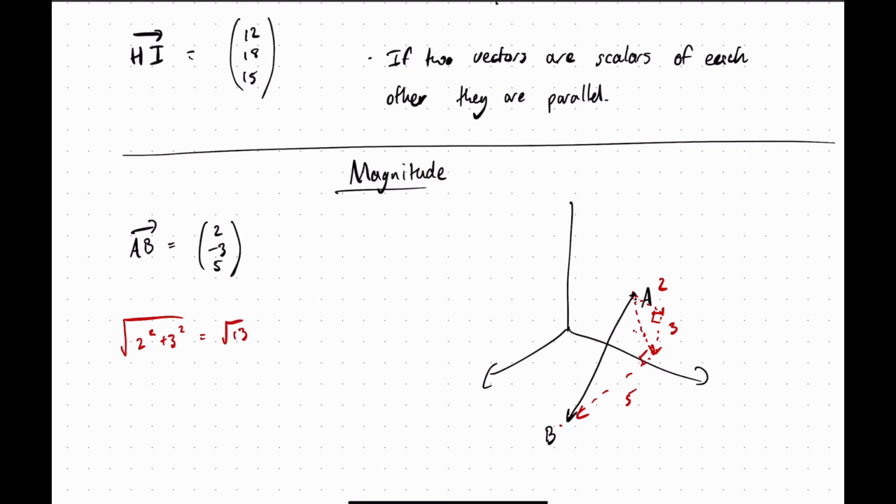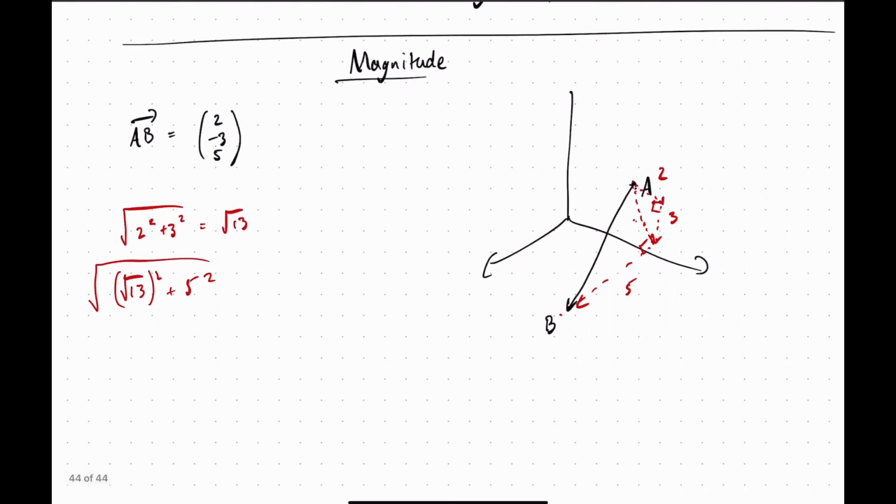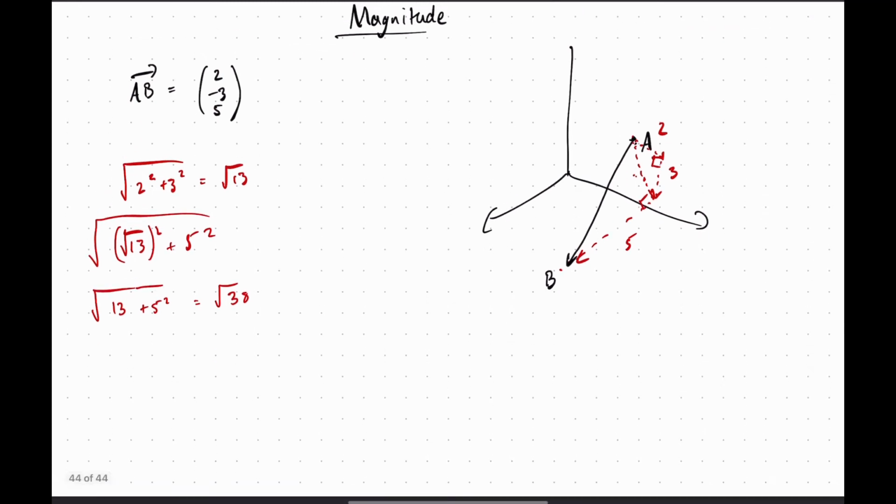Okay, you'd then do root 13 squared plus 5 squared, square rooted. What is root 13 squared? 13. So you end up with 13 plus 5 squared underneath here, 25, 38, root 38. Okay. Did I need to do 2 steps to do this? No. 2 squared plus 3 squared plus 5 squared. Square root.